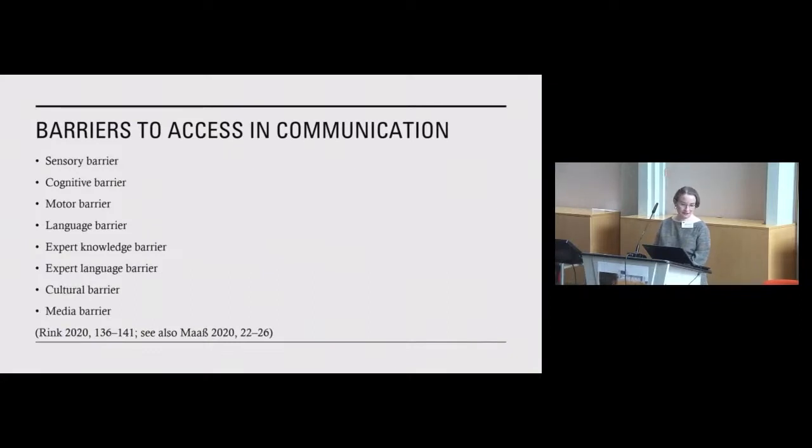So easy language and plain language can both be used to reduce these barriers to access. But, for example, plain language could be used to reduce language barriers, also expert language barriers, maybe even expert knowledge barriers, but easy language can be used to reduce cognitive barriers, especially. So when you're writing a text, you should consider the recipients and see what kind of barriers they might face, and then focus on those barriers and reduce them one by one, and try to make a decision in the case of every text you write.